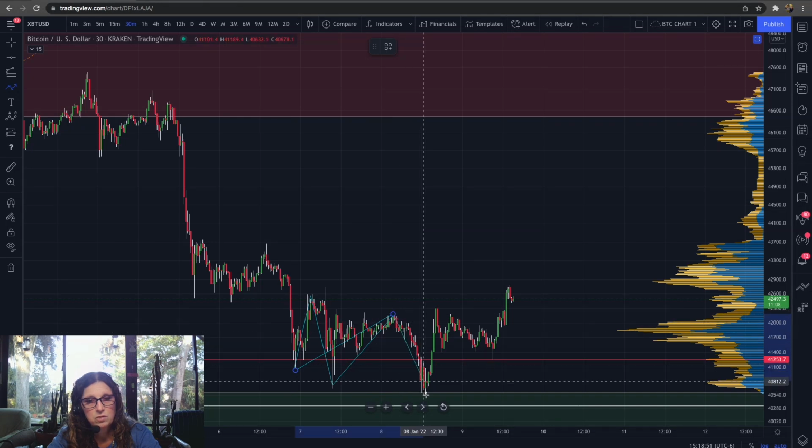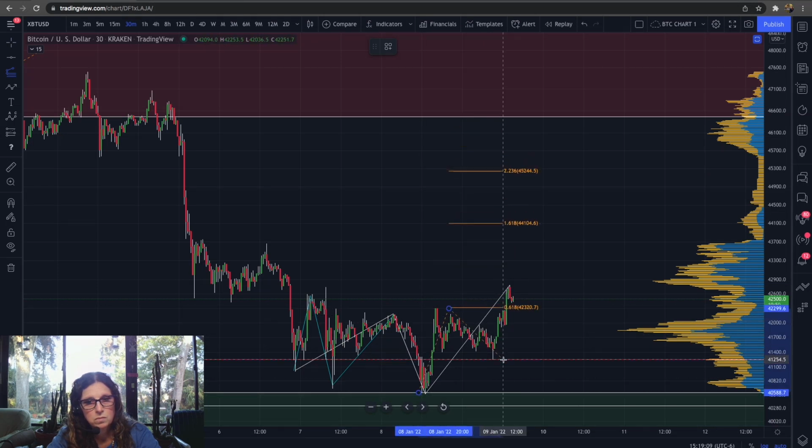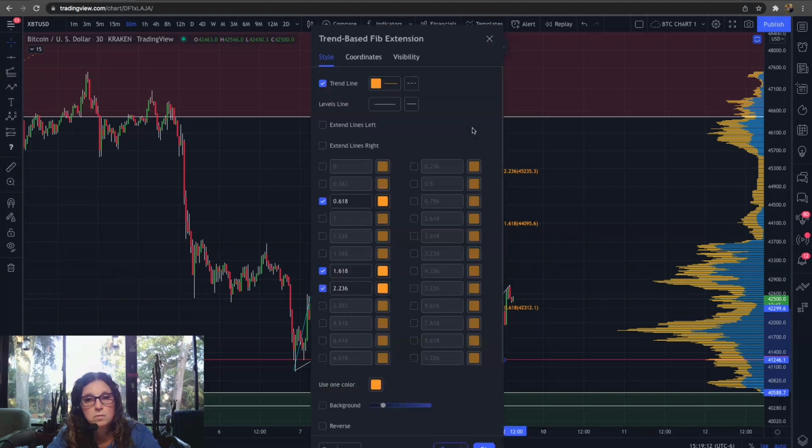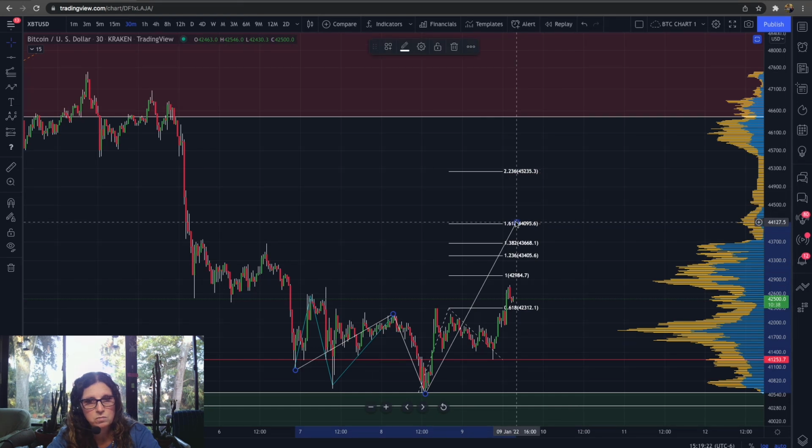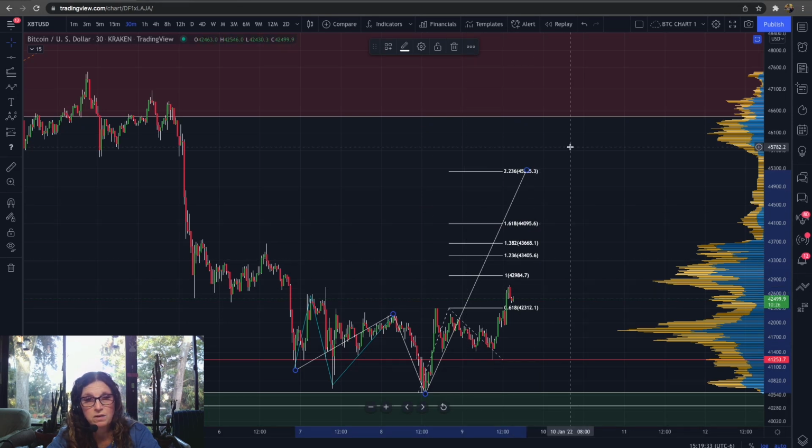3-wave, 3-wave, 3-wave. This is how it can be corrective. How high can this go? It could come all the way up to here if it wants to, as an A, a B, and a C. Actually, it could go all the way up to here and still be a C wave.